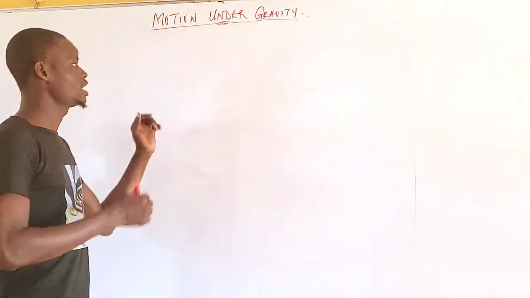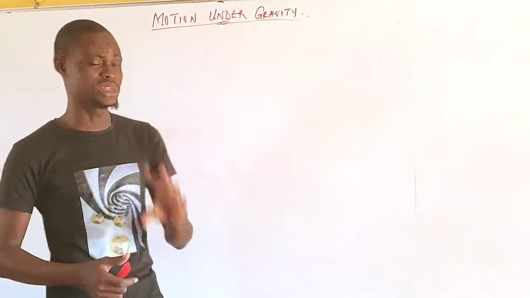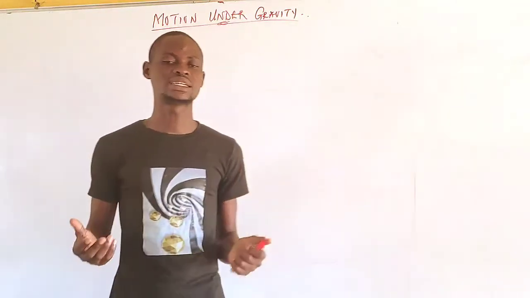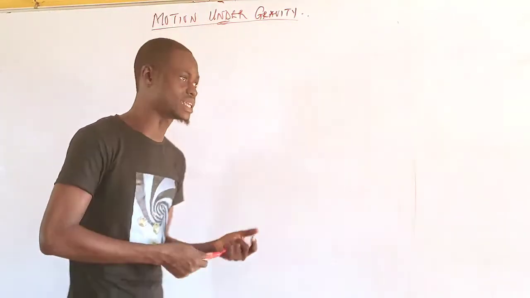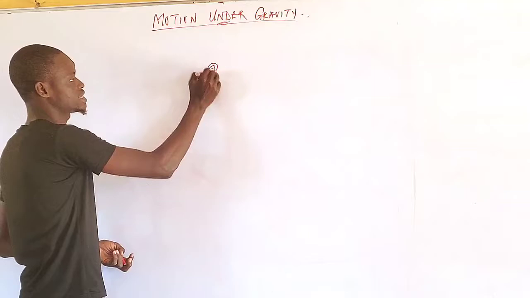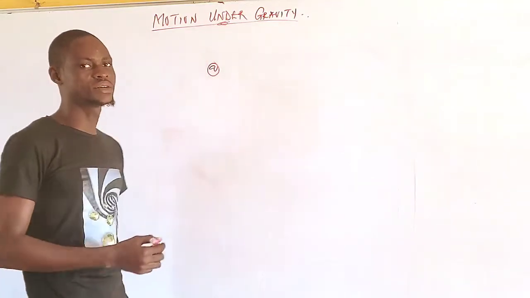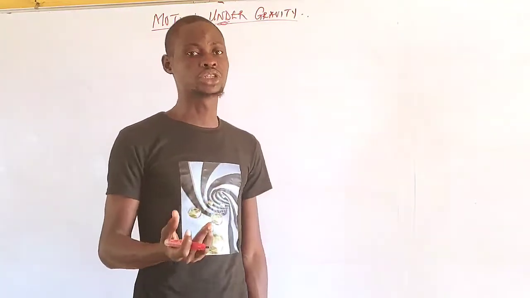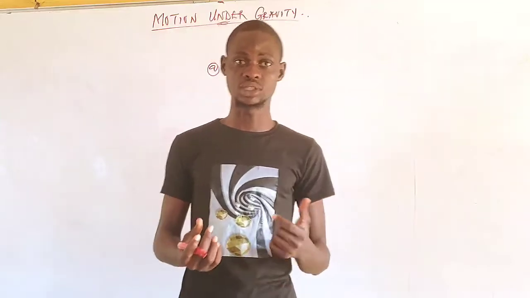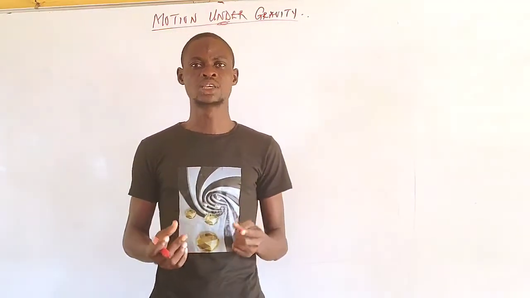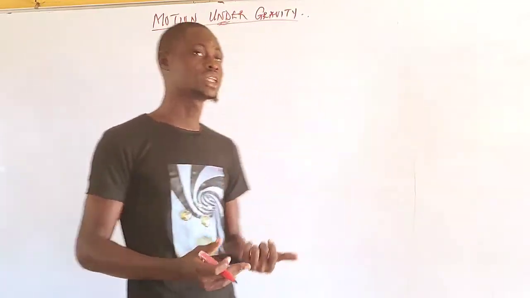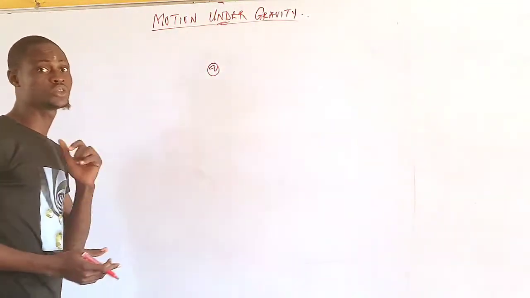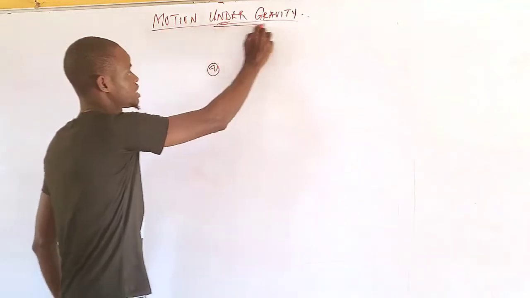Now, in my last video, we talked about uniformly accelerated motion, which I said is a motion that has a constant acceleration. And I said earlier on that this kind of motion does not really exist in real life situations, but we can assume that there is a motion that is very close to it, and the motion that is close to uniformity is motion under gravity.